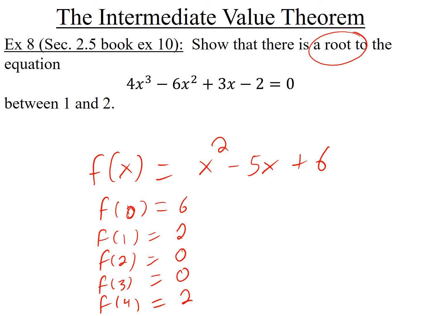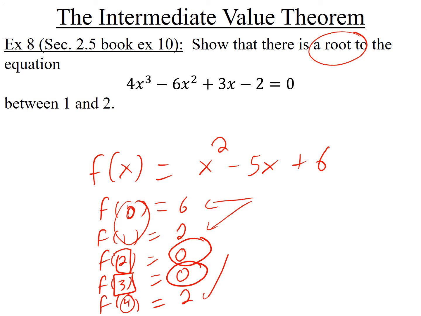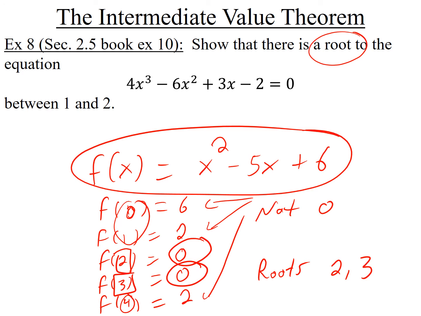Because we got 0 out here, 2 is a root. Because we got 0 out here, 3 is a root. 0, 1, and 4 are not roots because these outputs are not 0. So in this quick example, the roots are 2 and 3. That's what a root is.